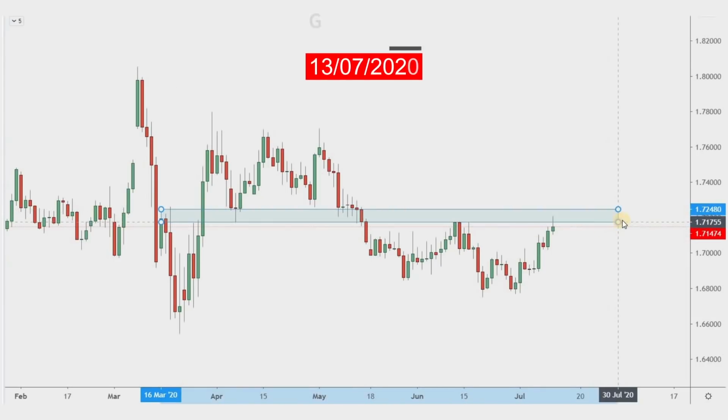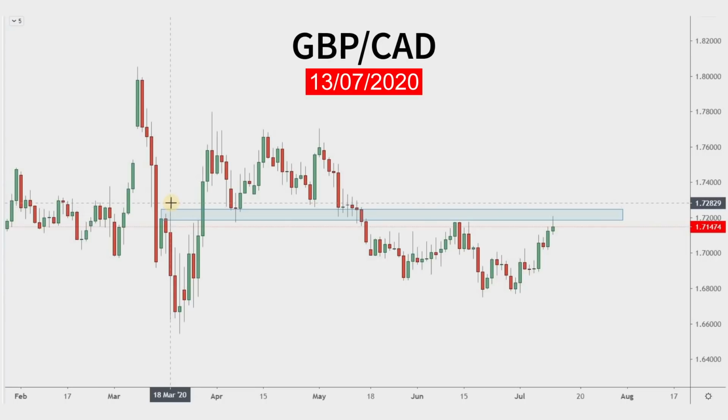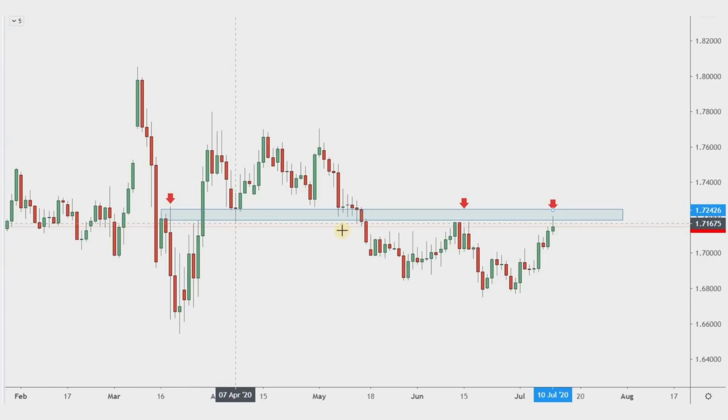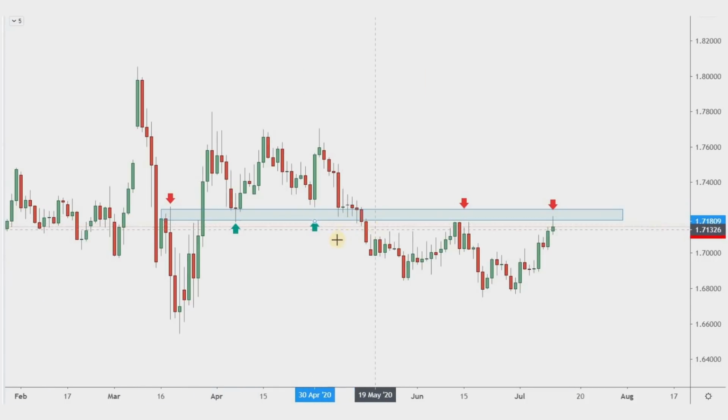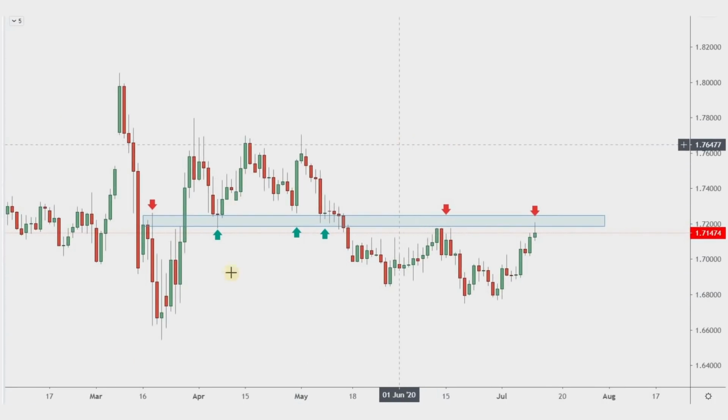Next setup was British Pound Canadian Dollar. We do the same process, starting to analyze from the daily time frame. We highlight support and resistance levels. We have the opposite scenario to the previous setup; here, instead, price is touching a resistance level.